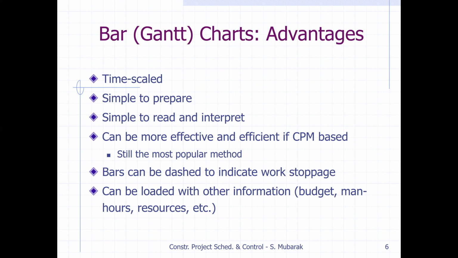A bar chart can be dashed to indicate work stoppage, where work stops. As you have seen in the previous slide, where the work stopped, we can put a dotted line. It can be loaded with other information, like we can include other information in the budget, like man hours and other resources, or we can show it as built. We can have as built or as planned, so we can do comparison, these kinds of things. We can add more information in the bar chart.